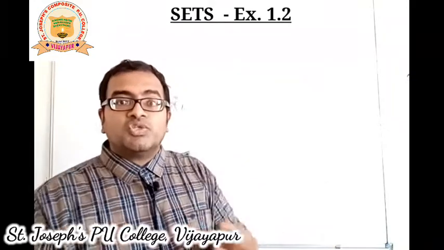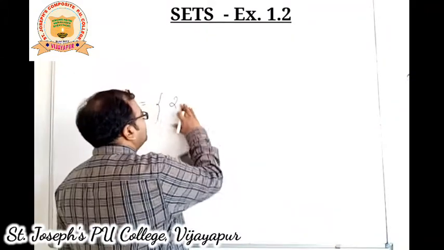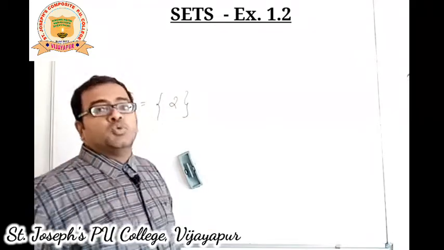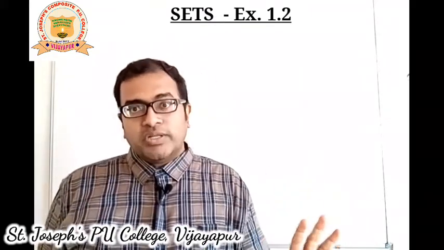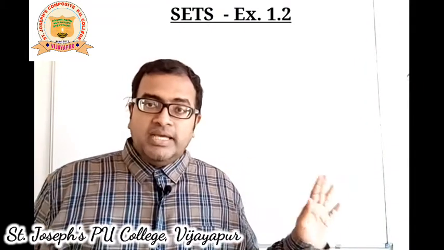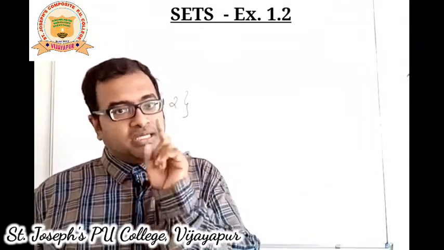All the others are odd. So they have asked you even prime number. There is only one even prime number, that is 2. It is a singleton set. But is it a null set? No. So what can you say? No, this is not a null set. So the first sub question was a null set.